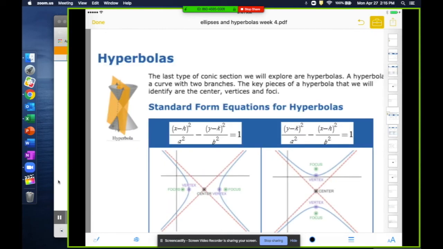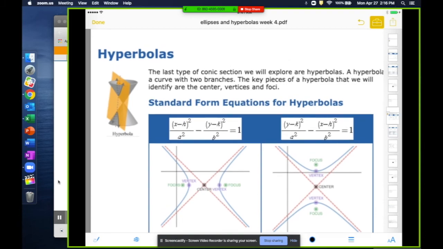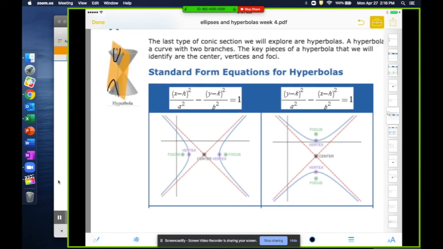So hyperbolas, kind of very similar to our parabolas, but there's two of them. It's like if you take the two cones and you slice them, you're going to have that top part, which I kind of very poorly drew, and then that bottom part. And again, very similar to our ellipse formulas, except you'll notice that there's minus signs in the middle, not plus signs, and that's very important.